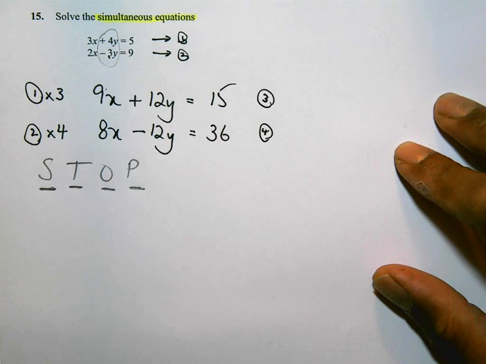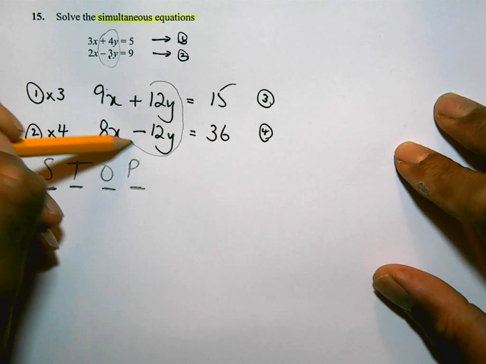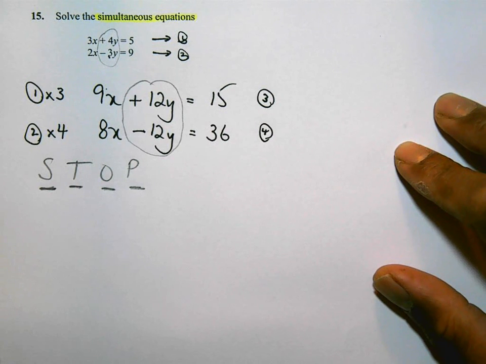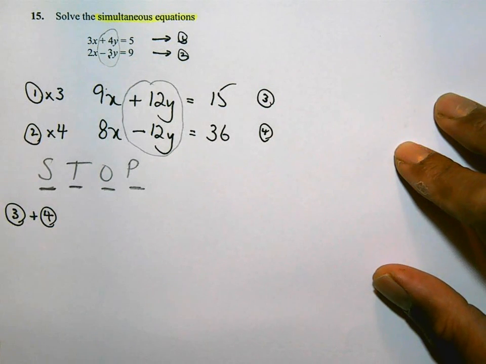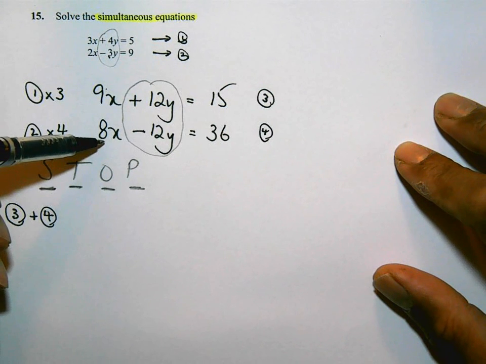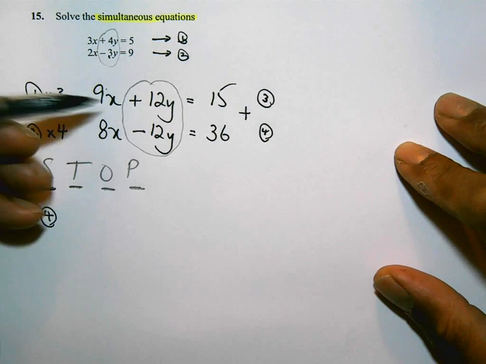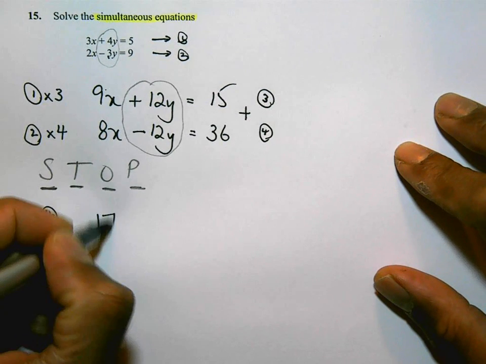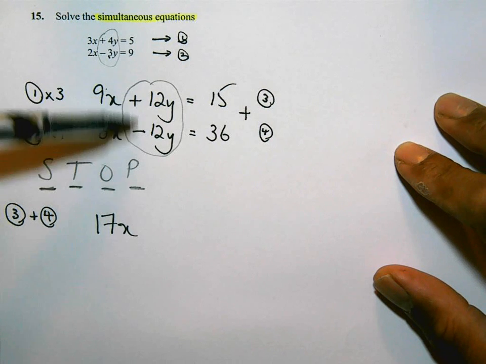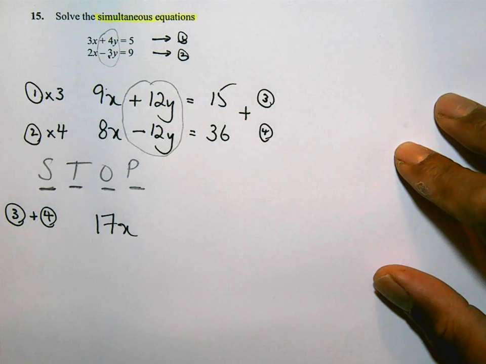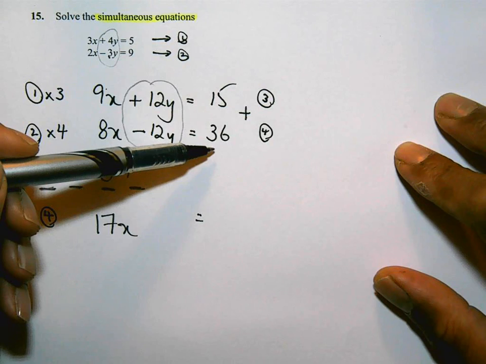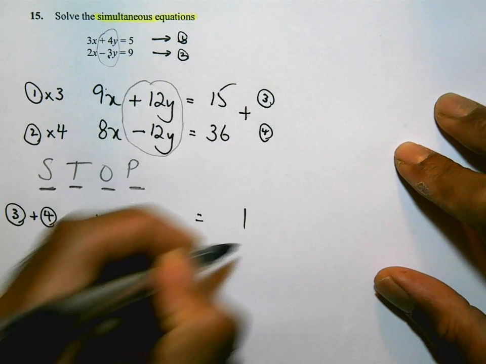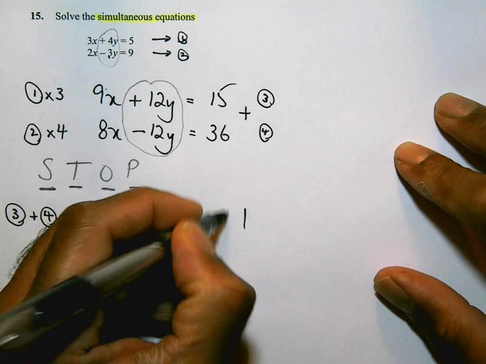If I look at y's, which is what I want to get rid of, they are opposite. So I am going to plus. So I'm going to do equation 3 added to equation 4. 9x plus 8x is 17x, plus 12y added to minus 12y is going to be 0. They're going to cancel each other out. And 15 add 36 is, well, 5 add 6 is 11, carry 1, 2, 5, that's 51.